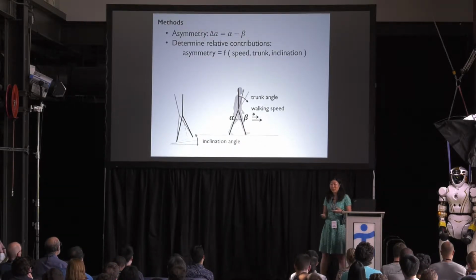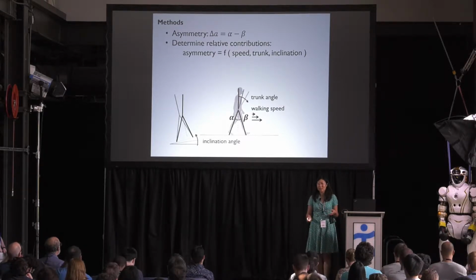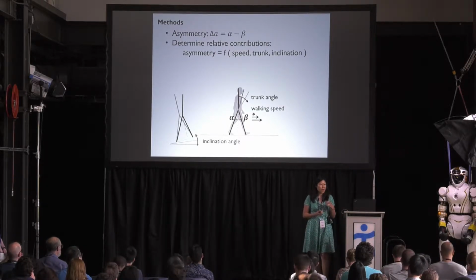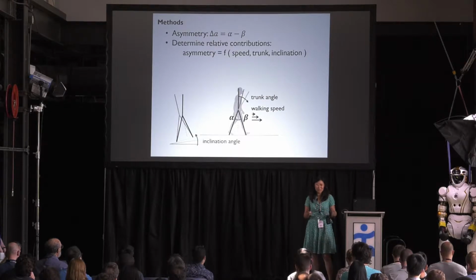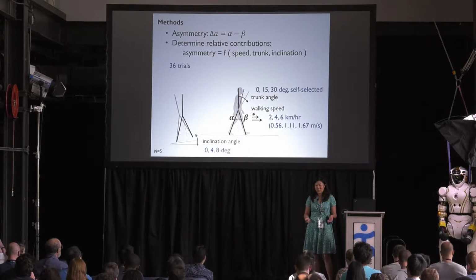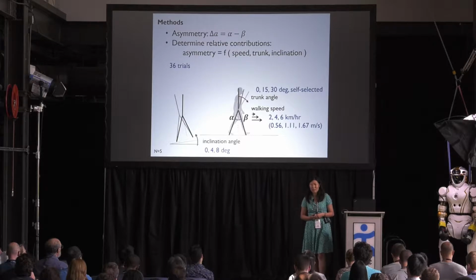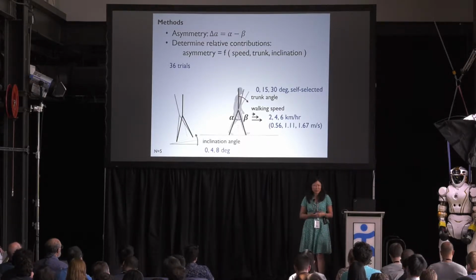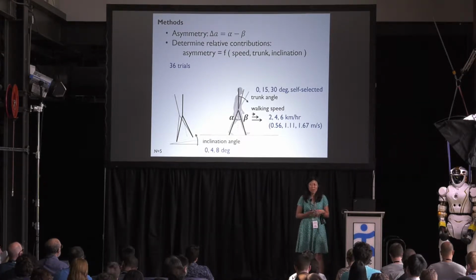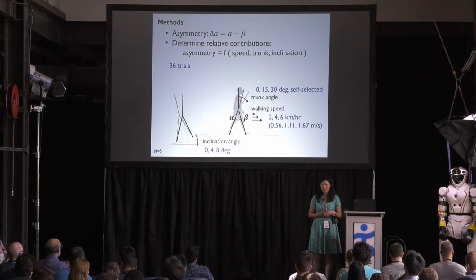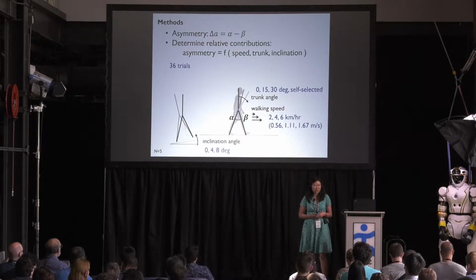What we wanted to know is what are the different influences when you change your trunk angle, when you change your speeds, and when you walk at different slopes. We're defining asymmetry in this case as a difference in the angles between these two legs. We did a study with 5 subjects. We had them walk at 4 different trunk angles: 0, 15, 30, and self-selected. They also walked at different speeds, a range of normal walking speeds, and up different inclinations. They did a combination of these parameters, about 36 trials, and we wanted to know how this affects the asymmetry between their legs.